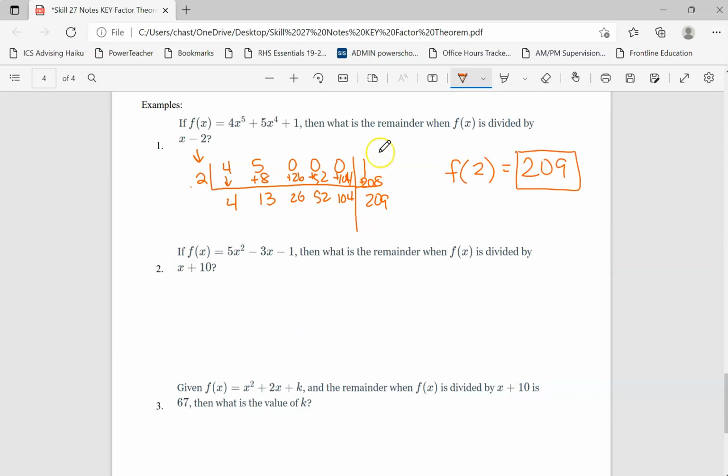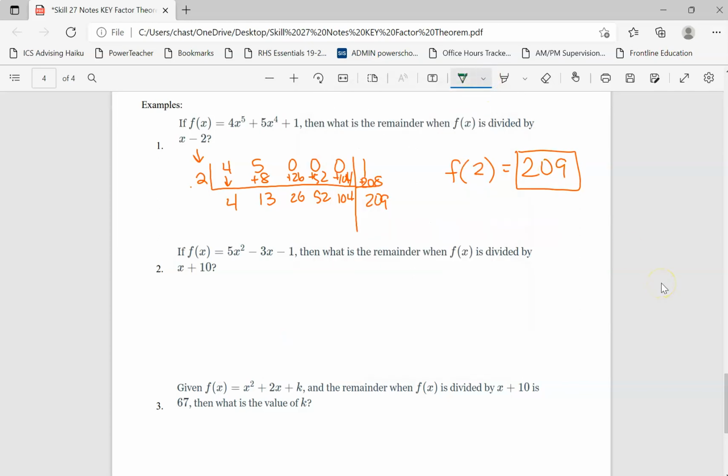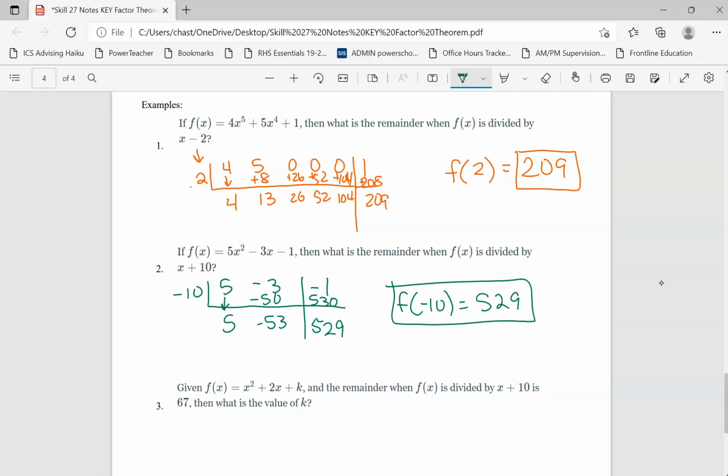Okay. Let's try another one here. So we want to divide this by x plus 10. So we're going to put negative 10 on the outside. 5, negative 3, negative 1. And this would mean that f of negative 10 equals 529. Okay.